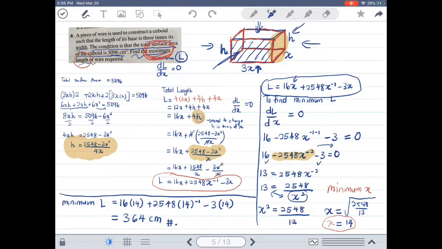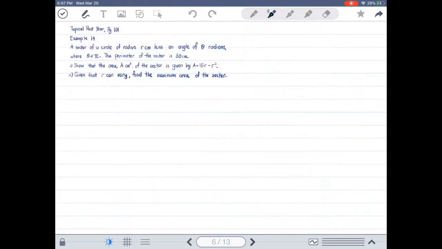It's a bit complicated, but it's manageable. So you can always rewind and go through the questions slowly and try to understand. If you have any question, you may ask me when we're back in school. Maybe let's do one more example. Page 101, example 14.